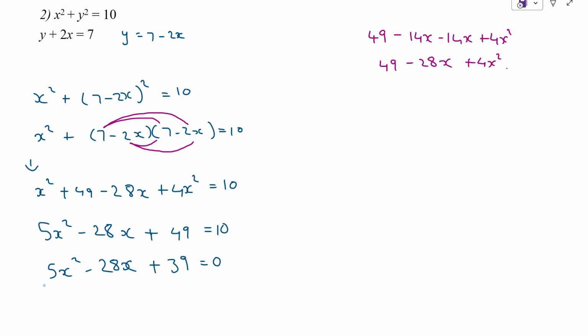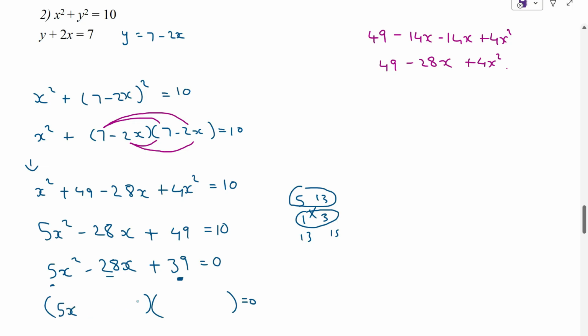Okay, so now we've got our equation here. Now we need to try and factorize this to get 2 values for x. So 2 values that multiply to give us 5 and 2 values that multiply to give us 39. I can think of 5 and 1 and 13 and 3. 15, 13. Yep, these can be added together to give us 28. So it looks like these are our 2 brackets right here.